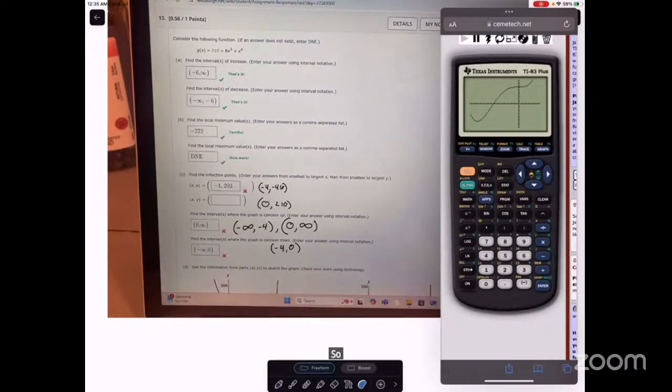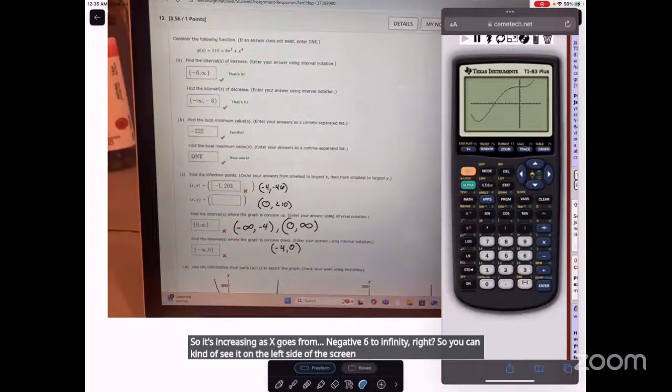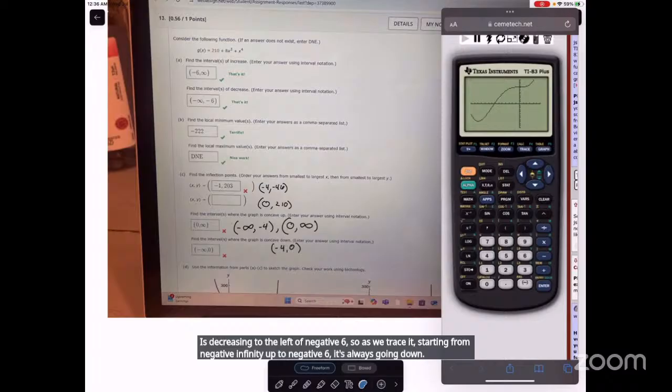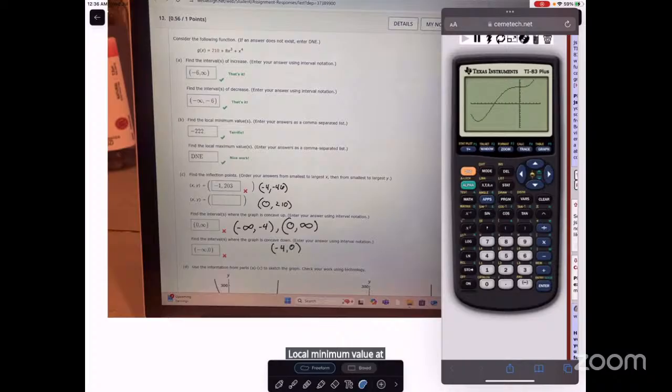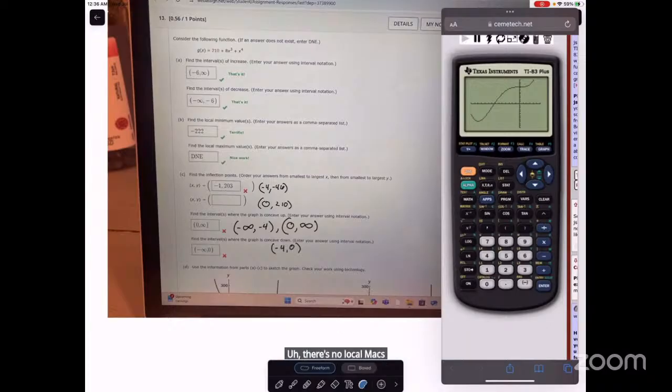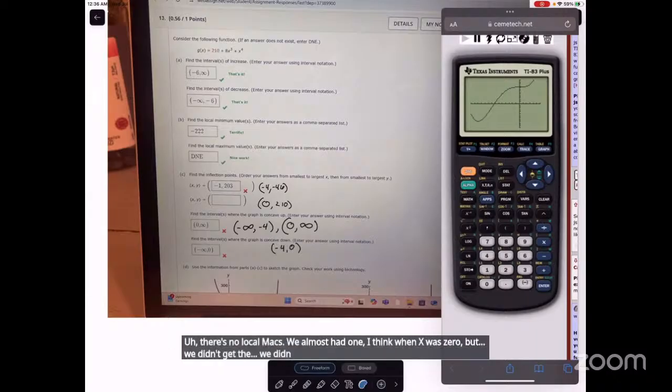So it's increasing as x goes from -6 to infinity, right? You can see it on the left side of the screen there. For that -6 value and off to the right, it's always going up. It's decreasing to the left of -6. As we trace it from negative infinity up to -6, it's always going down. Local minimum value at -6. When x was -6, the corresponding y was -222. You can see it there. There's no local max. We almost had one when x was 0, but we didn't get the first derivative to go from increasing to decreasing.